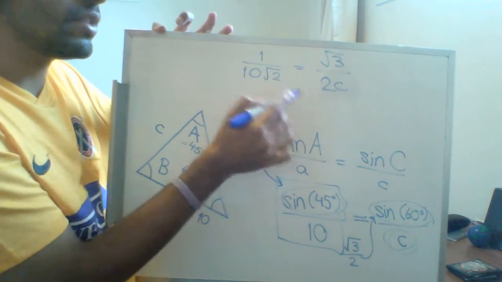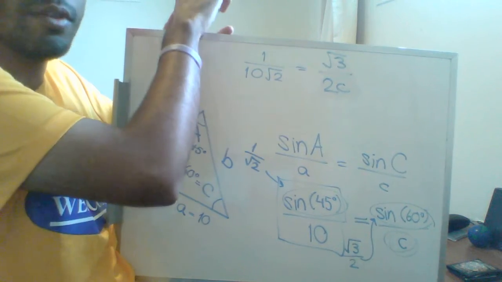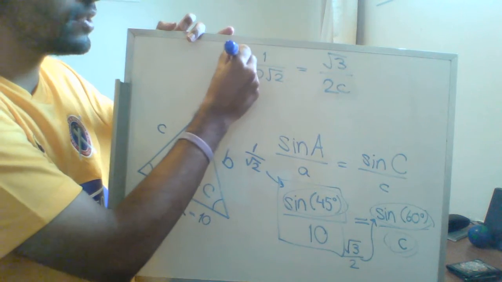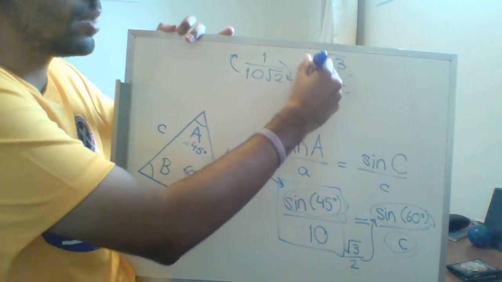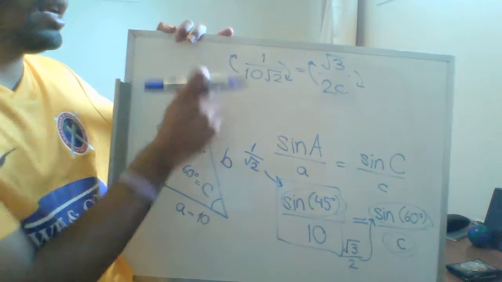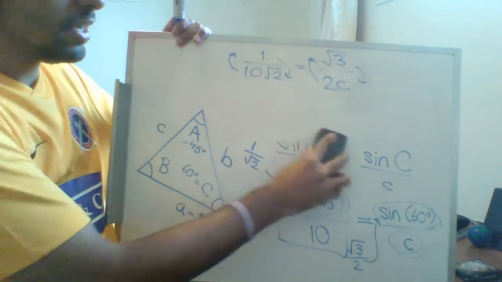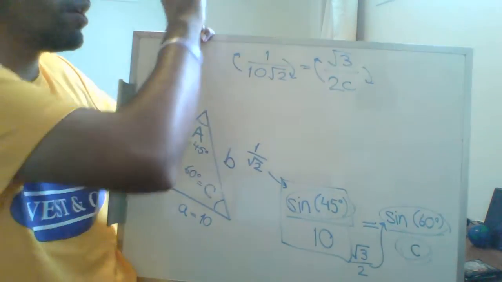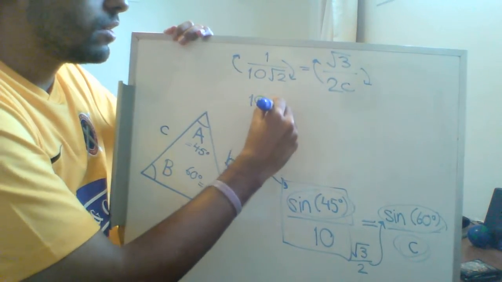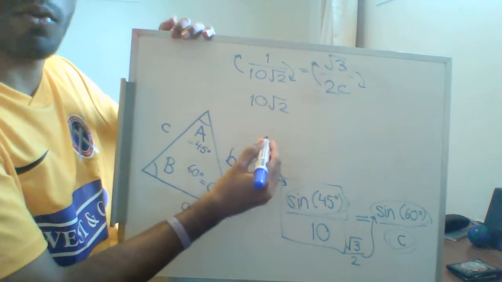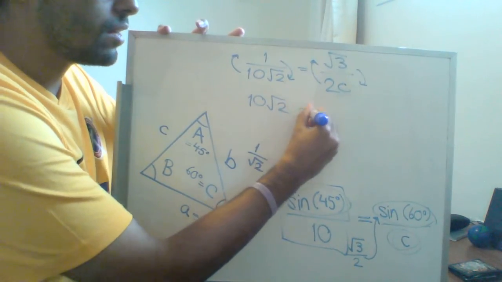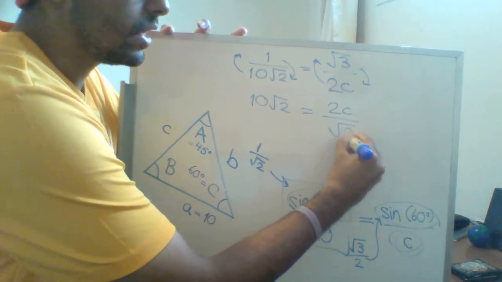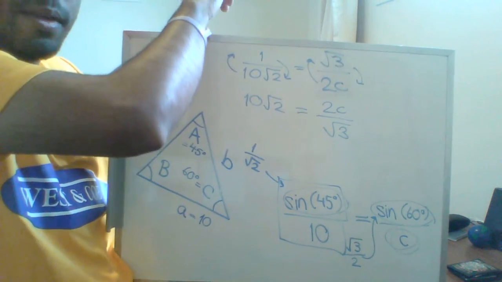Now, it's always harder if it's in the denominator, so what I can do is flip both fractions. I'll move this up to the top and this down to the bottom, and the same with the other one. On the left side, because we've got a 1 in the numerator, I can just write this as 10 root 2, and I don't need to write over 1, because that doesn't change anything. So I get 10 root 2 equals 2c over root 3. I just had to flip it.